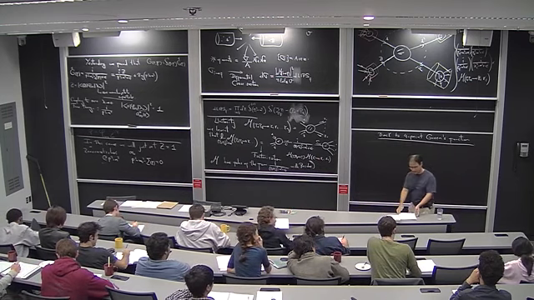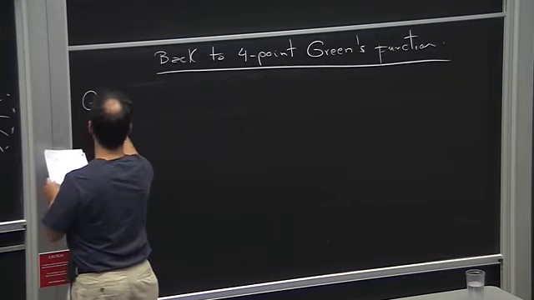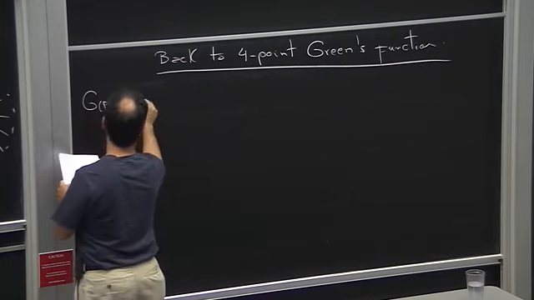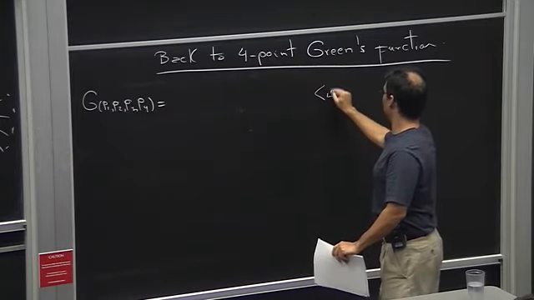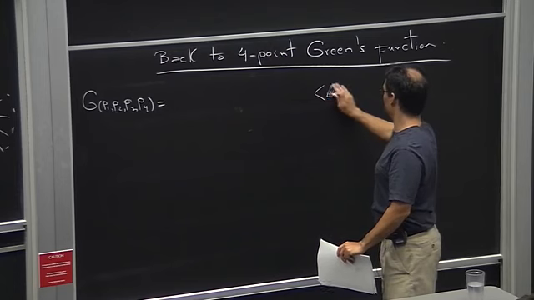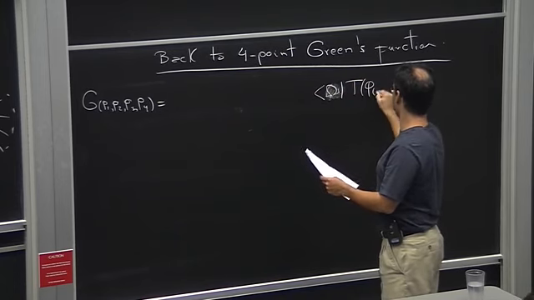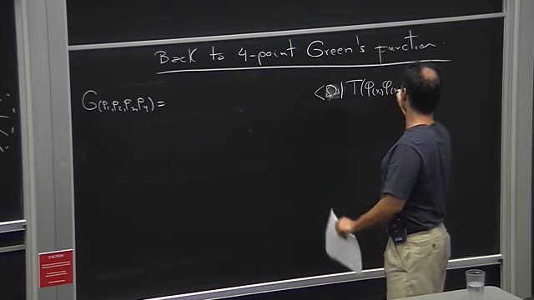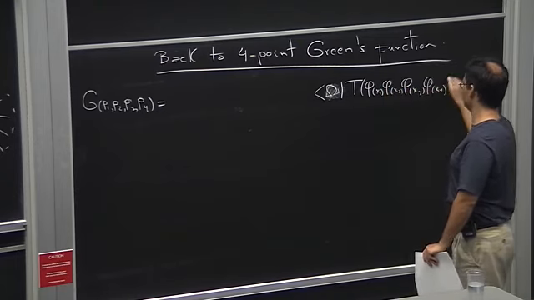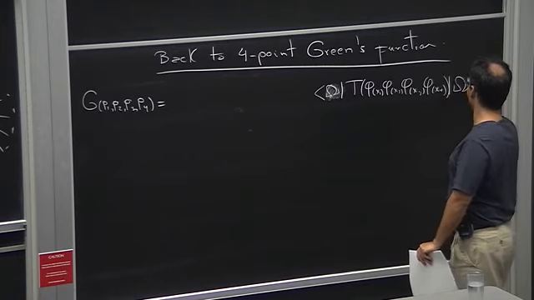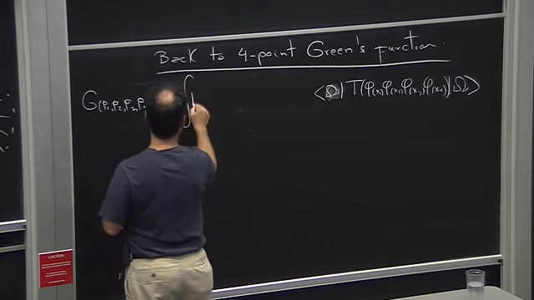Okay. So what is our function? We have G of P1, P2, P3, and P4. This is the object that we computed. Actually, you guys computed it today. And all we do is to take Fourier transform.